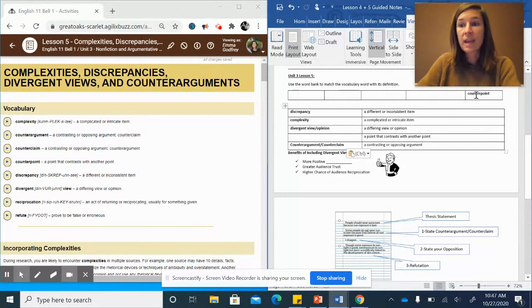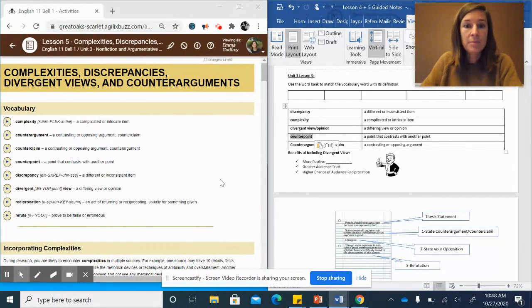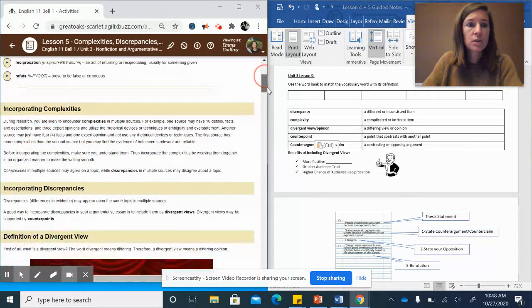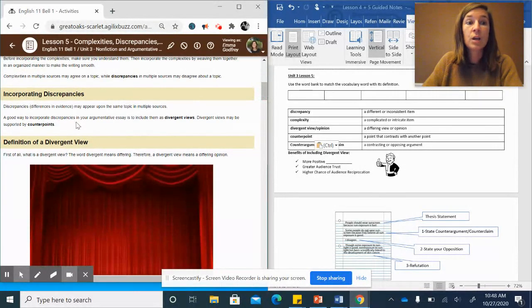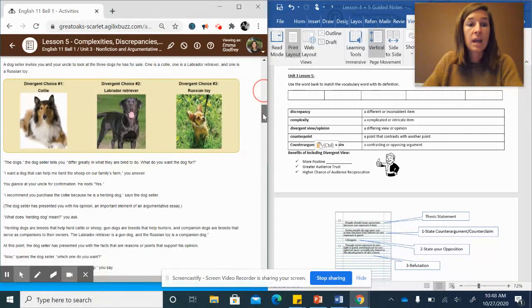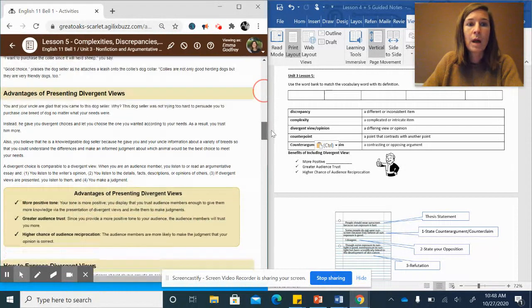And then that leaves us with counterpoint, a point that contrasts with another point. So that's getting more specific. One piece of evidence, not for or against the whole topic. So there's our vocab. And as we're scrolling through here, it's going to talk about how you build complexity in your writing. It's going to talk about how you use some discrepancies, which would be pulling in some divergent views or counterpoints. And then what's most important is why we even do that.